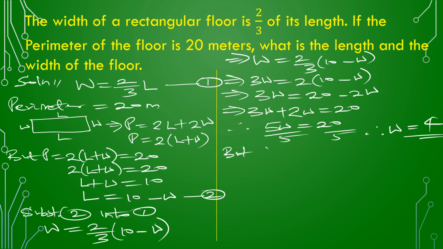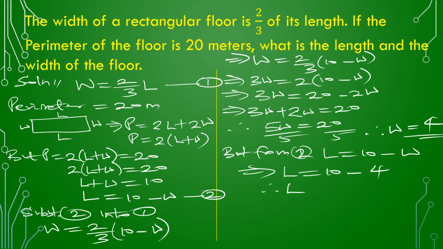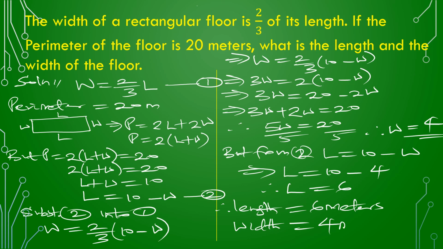But from 2, we have that L is equal to 10 minus W. This implies that our L is equal to 10 minus what? 4. Therefore, our L is equal to what? 6. So the length of this rectangle is equal to what? 6 meters. And the width is equal to what? 4 meters. So this is the answer.